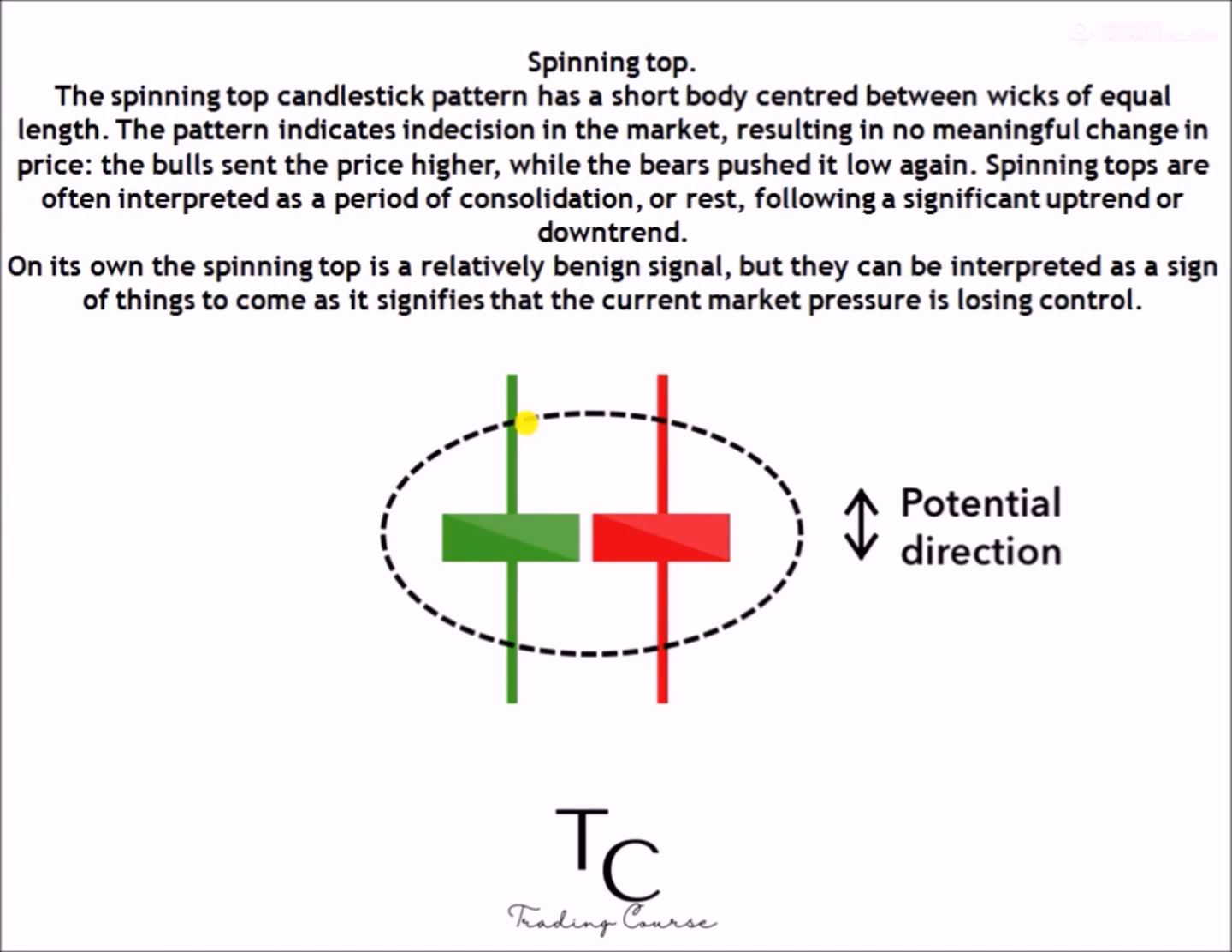Spinning top. The spinning top candlestick pattern has a short body centered between wicks of equal length. The pattern indicates indecision in the market, resulting in no meaningful change in price. The bulls sent the price higher, while the bears pushed it low again. Spinning tops are often interpreted as a period of consolidation or rest, following a significant uptrend or downtrend. On its own, the spinning top is a relatively benign signal, but it can be interpreted as a sign of things to come, as it signifies that the current market pressure is losing control.